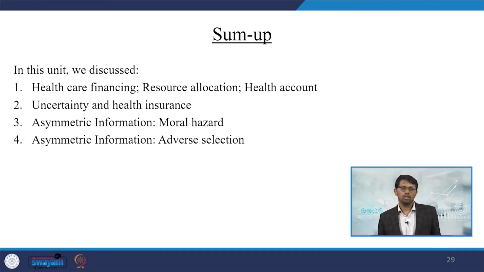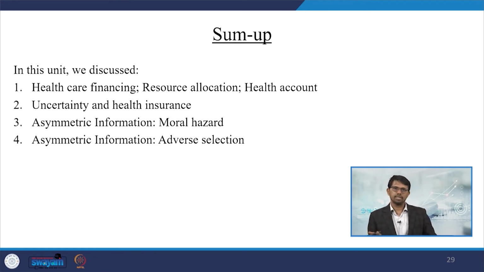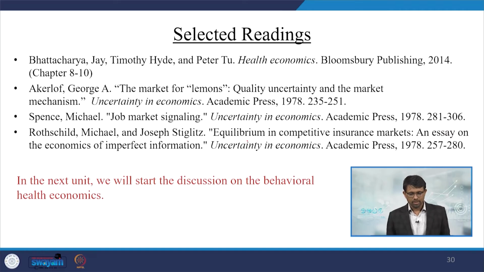So we need to just summarize what we did in this lecture. We discussed healthcare financing, resource allocation, health accounts, uncertainty and health insurance, and asymmetric information, that is moral hazard. This is the total summary of the week, and we also emphasized in this particular lecture adverse selection. And here are the readings for you.